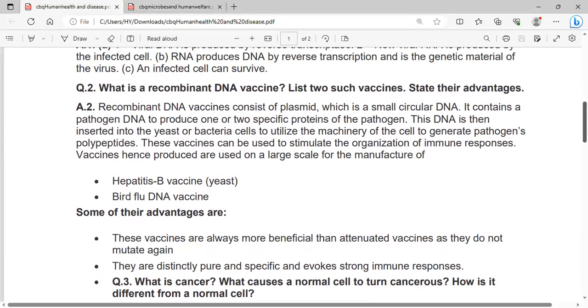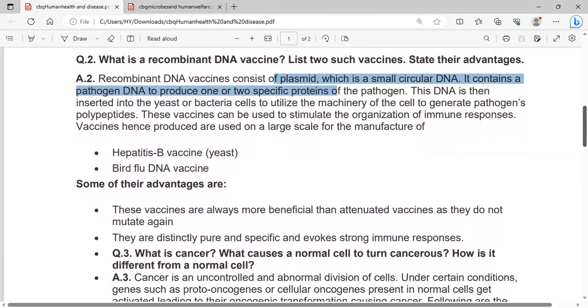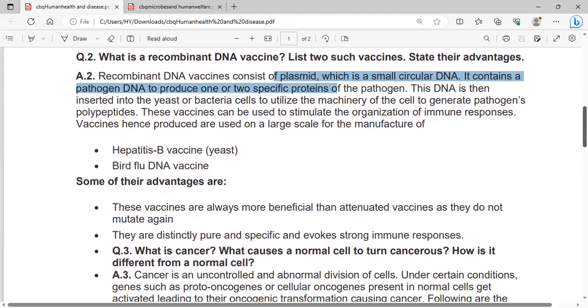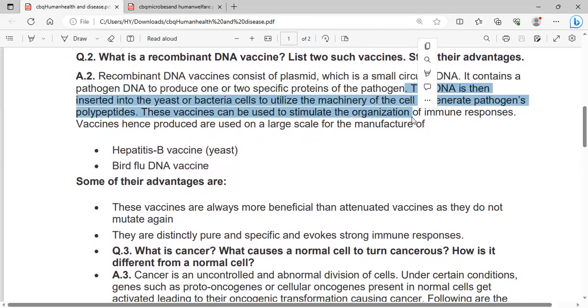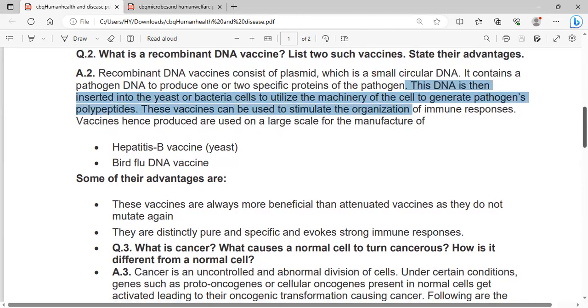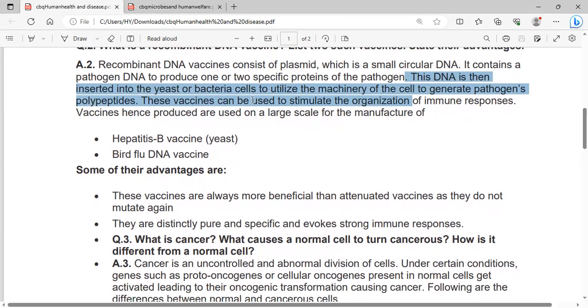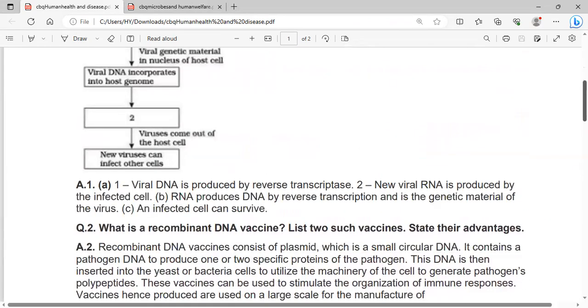और व्हाट आर द डीएनए वैक्सीन, ये हमने पढ़ा कि डीएनए वैक्सीन में एक छोटा सा प्लाज्मिड होता है, सर्कुलर डीएनए, जिसके अंदर पैथोजन का डीएनए होता है जो कुछ पैथोजेनिक प्रोटीन्स बना रहा होता है. एंड जब ये डीएनए वैक्सीन किसी ऑर्गेनिज्म में डाला जाता है विद द हेल्प ऑफ यीस्ट और बैक्टीरिया, then it uses the सेल्फ मशीनरी टू जनरेट पैथोजेन प्रोटीन्स एंड उससे हमारा इम्यून सिस्टम स्टिमुलेट होकर इम्यून रिस्पॉन्स हमेशा देता रहता है. दो एग्जाम्पल दिए, हेपेटाइटिस बी डीएनए वैक्सीन एंड बर्ड फ्लू डीएनए वैक्सीन.